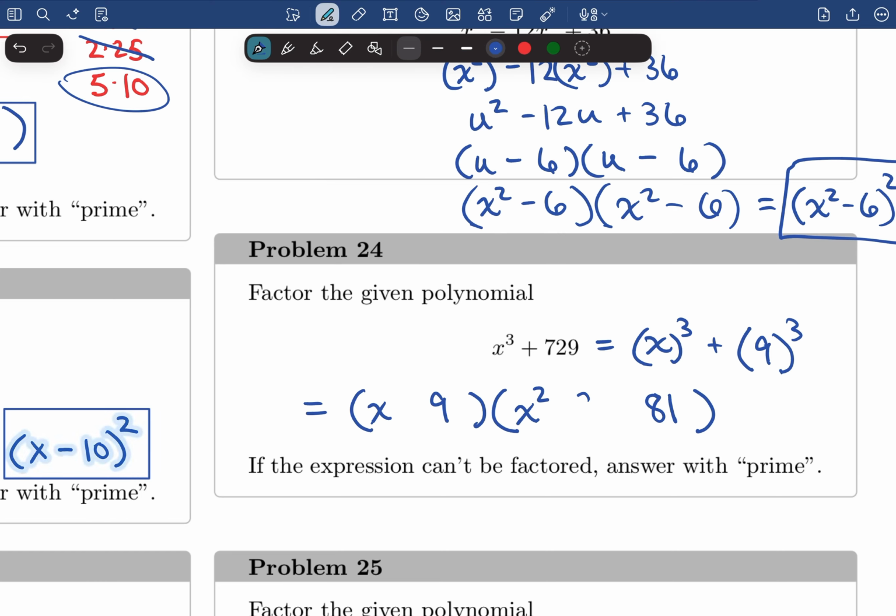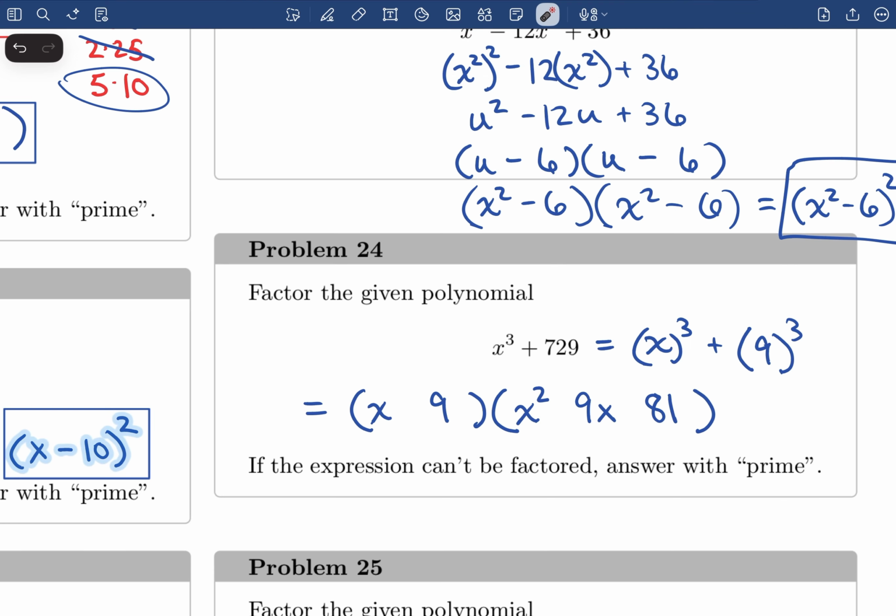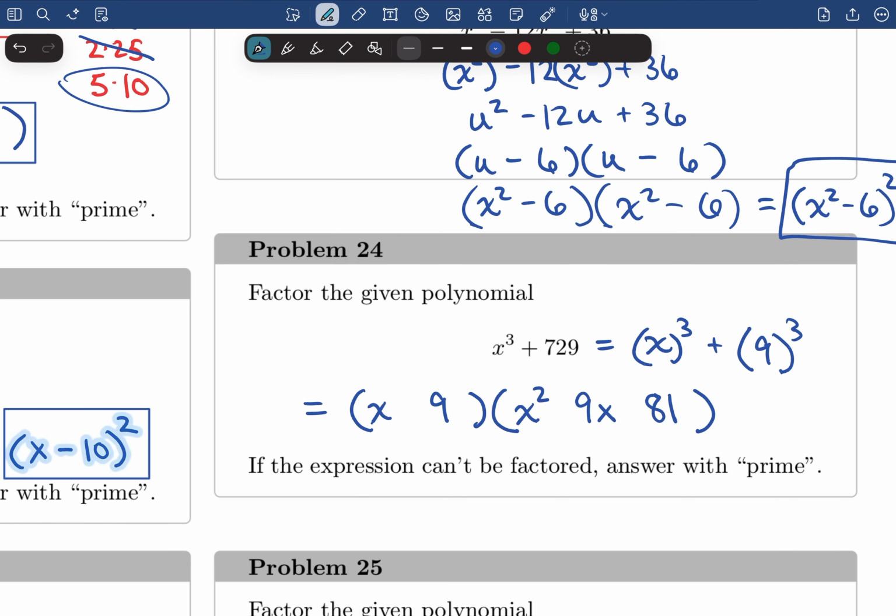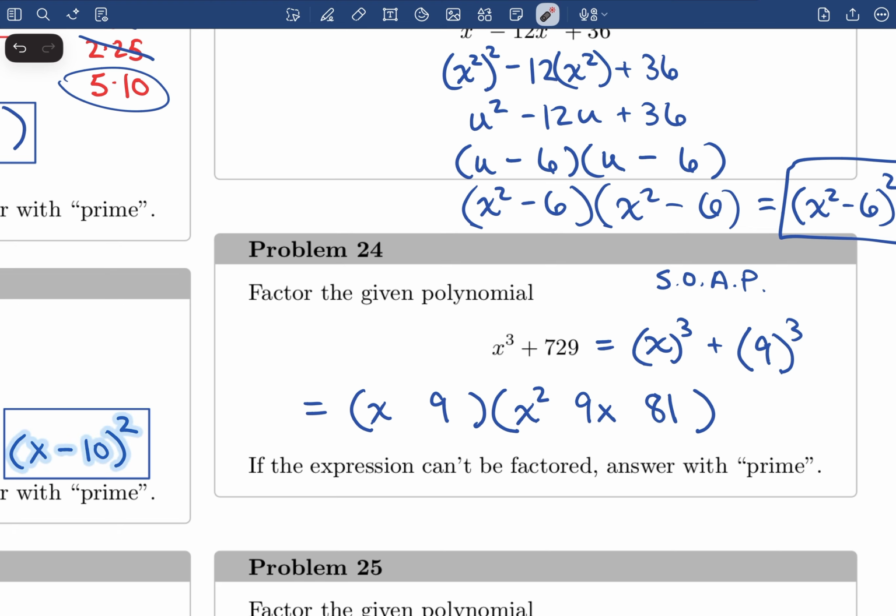X times 9 gives me 9x. And then you'll say, well, what about the signs that go between everything? And I would say, well, we have an acronym called SOAP. SOAP stands for same, opposite, always positive. Same as what? Well, same as the sign that we see here.